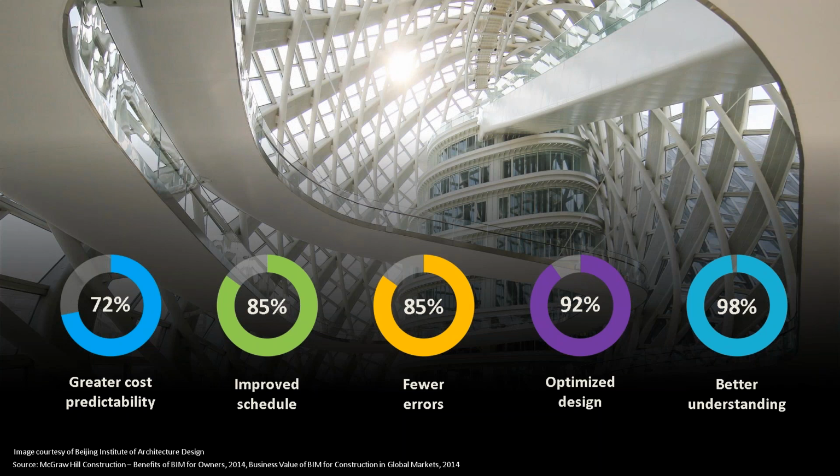85% of the responders said that there are of course fewer errors, right? Because since my model reflects my 2D documentation and vice versa, my 2D documentation reflects what I have in the model, of course my documentation is much more consistent, and I'm also able to trace and to see and to get rid of most of the errors.